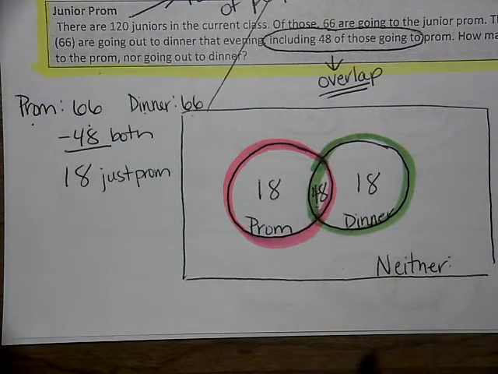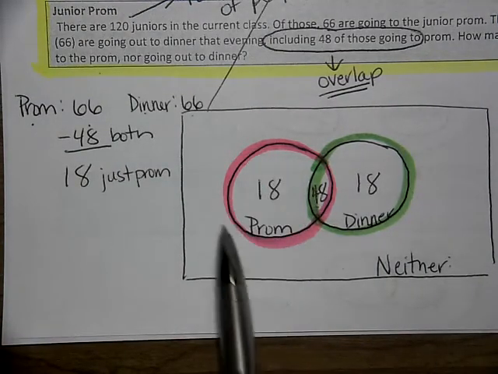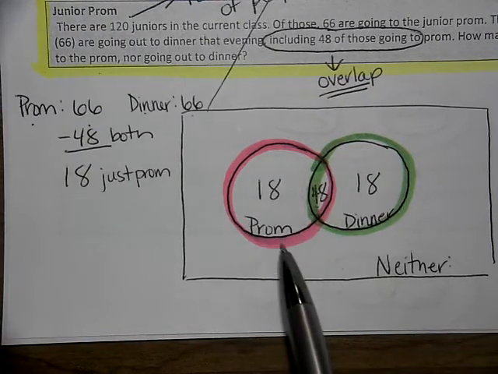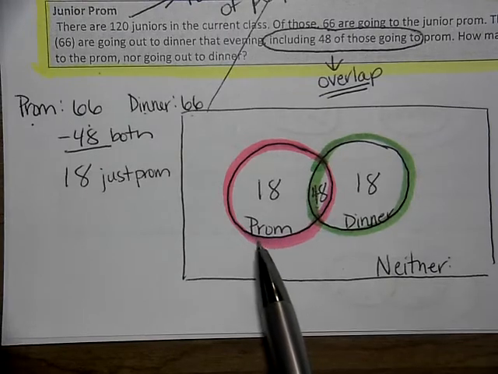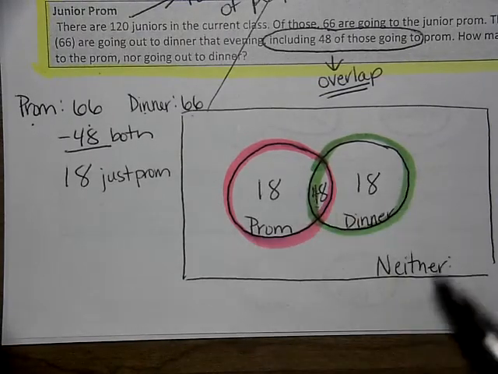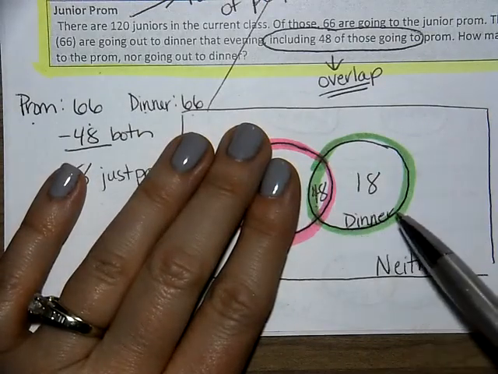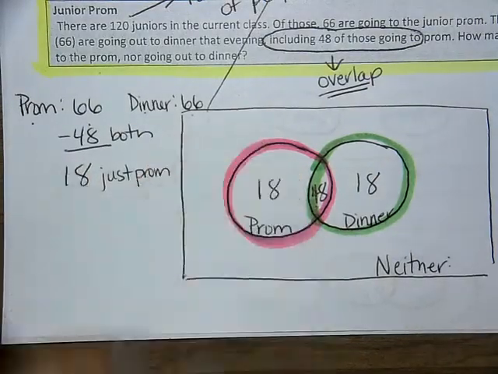So I want you to take a look here. Within this pink circle, you should be able to add that up and get to 66, okay? Because it said 66 people are going to prom. It says 66 people are going to dinner, so within this green circle, I should be able to add that up and get to 66.